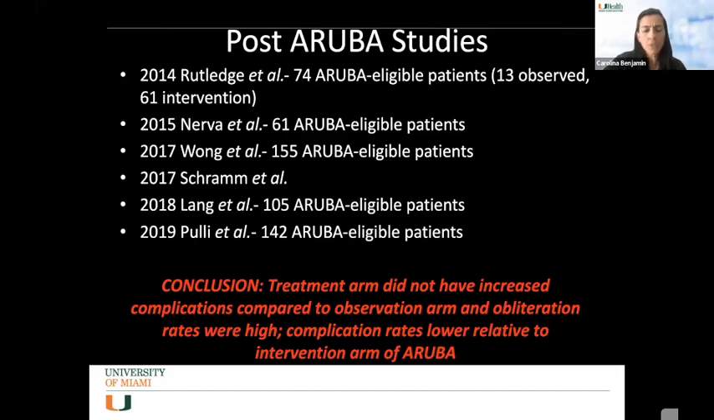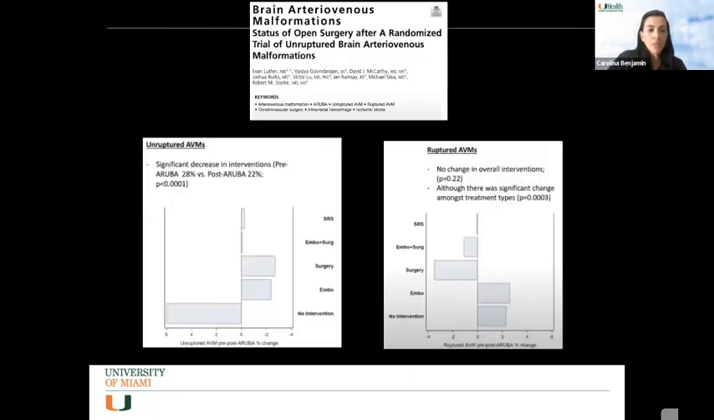And what they concluded was that the treatment arm actually did not have increased complications compared to the observation arm, and the obliteration rates were high, with acceptable rates. In fact, complication rates were actually lower than the intervention arm for ARUBA. So while everybody talks about ARUBA, these were really critical studies. And as we all know, that's really changed our mind about whether or not treatment is warranted in these patients.